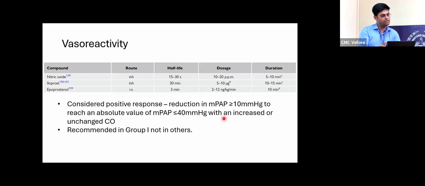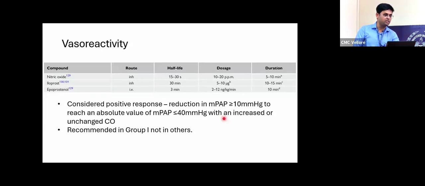So we administer 100% oxygen for 10 minutes. Basically nitric oxide, iloprost or epoprostenol are the approved drugs. Adenosine was there in the previous recommendation, which was taken off. So after giving 10 minutes of nitric oxide, you're supposed to check the blood pressures. If the mean pulmonary artery pressure drops more than 10 millimeters, those patients are said to be vasoreactive positive.